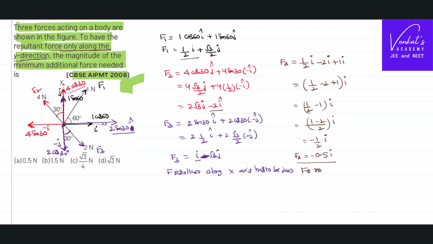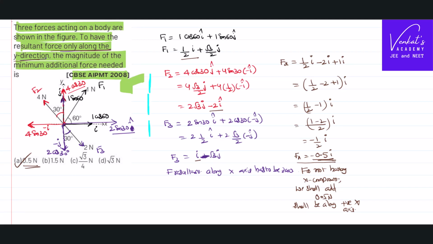For not having an x component, we shall add 0.5 Newton. This is minus, now we have to add a plus. That means we have to add it along the positive x-axis. Anyway, he is not asking along which direction you want to add. That cannot be identified in the options. The option available is 0.5 Newton. That's the answer for the problem.